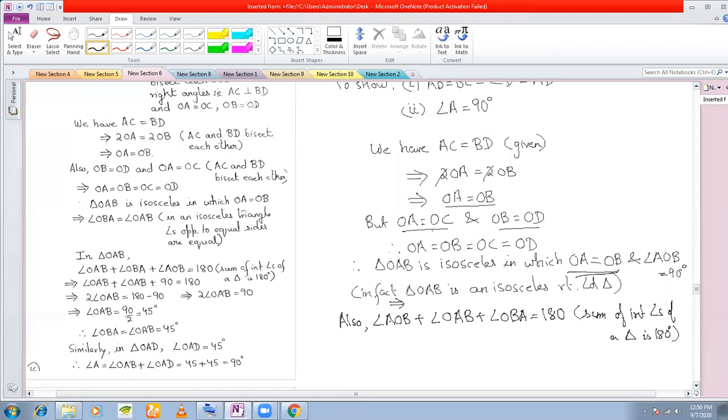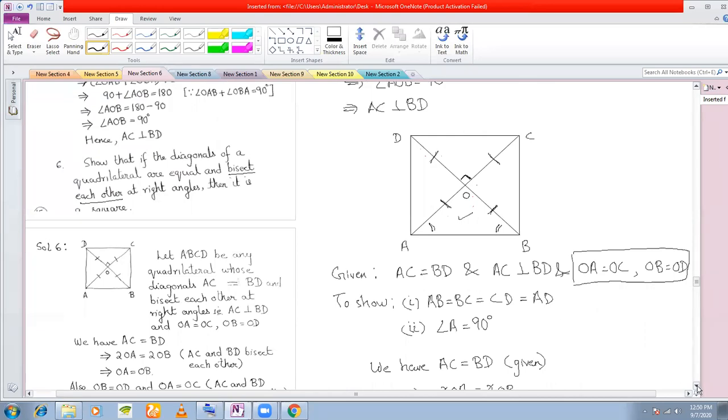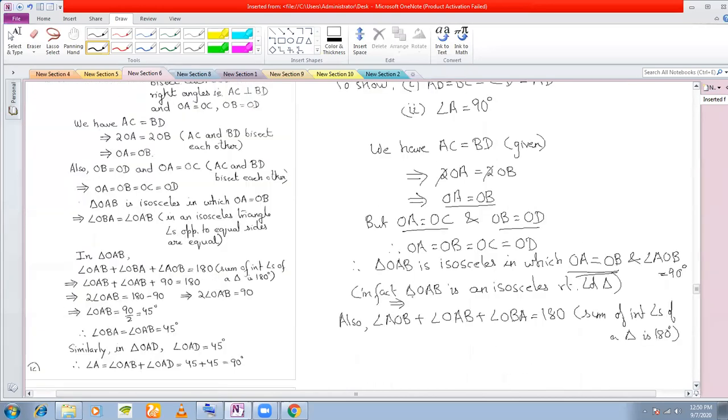Before this, what I forgot to write here was that since OA is equal to OB, you can say that these two angles are also equal. Therefore, angle OAB is equal to angle OBA, because it is an isosceles triangle in which OA is equal to OB, and you will give your reason. In an isosceles triangle, angles opposite to equal sides are equal. Okay.